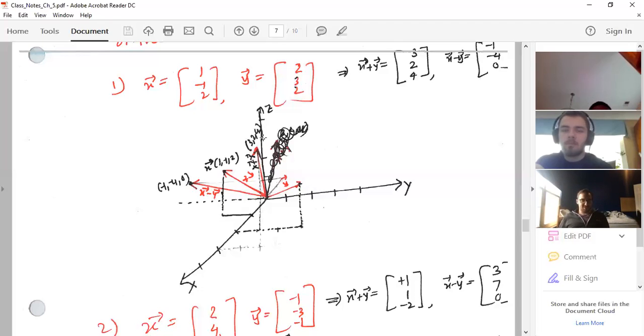My bad. 3 and 2. 3 and 2. And then 4 up. So 1, 2, 3, and 4. So this is my vector x plus y. Look at here, guys. This is my vector, x plus y. Agree? Yes, sir. Yeah.